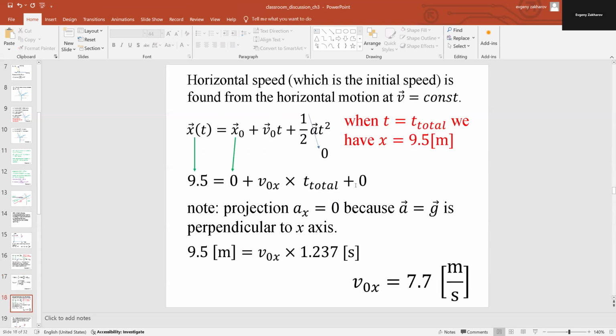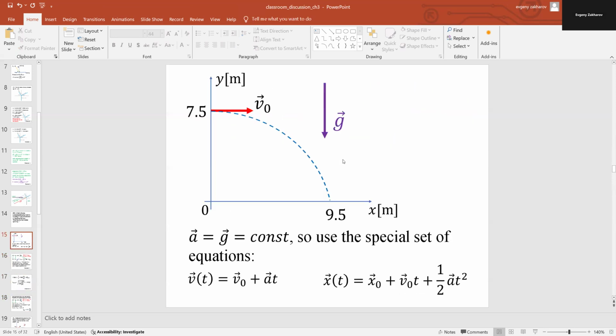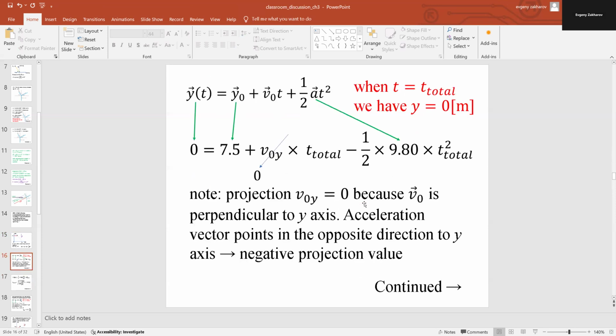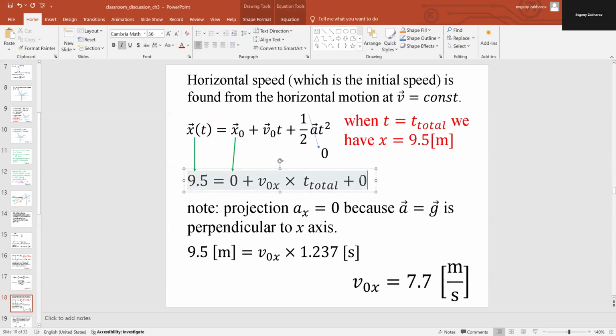Plus 0. Why is it 0? Let's take a look at the acceleration. Acceleration vector is perpendicular onto the x-axis. Every time a vector is perpendicular onto a certain axis, its component on that axis is 0. So acceleration onto x is 0.